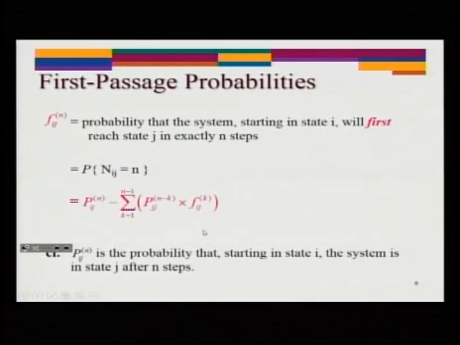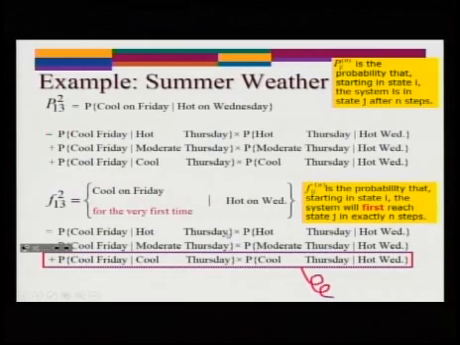And last time we used the weather forecast example to distinguish this n-step first passage probability f sub ij from n-step transition probability p sub ij, right?